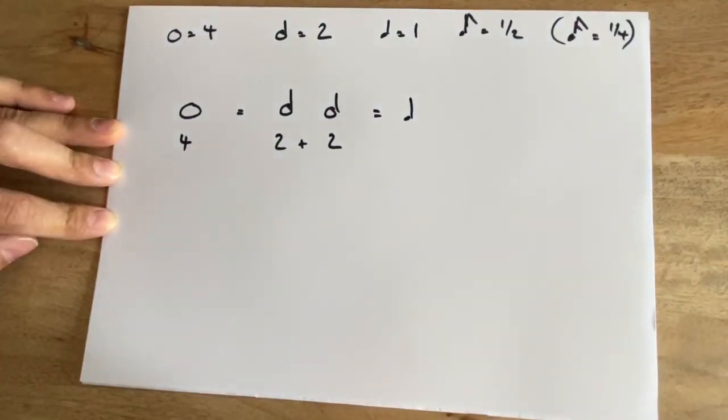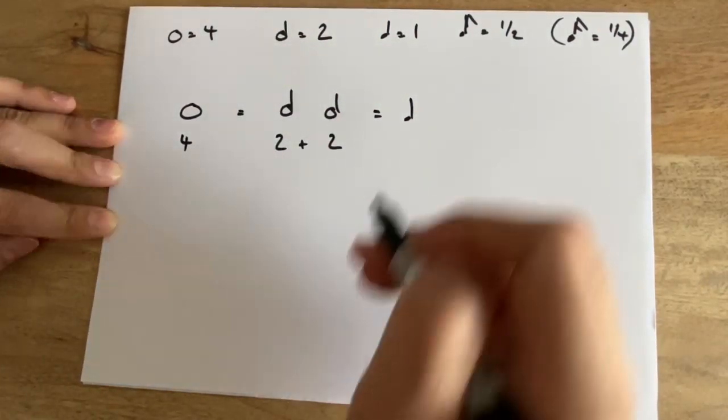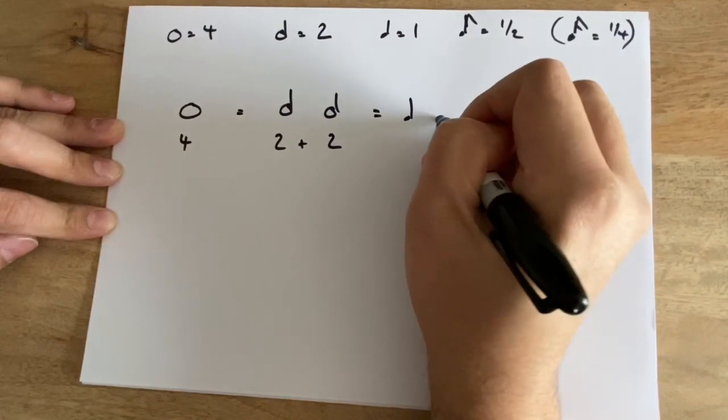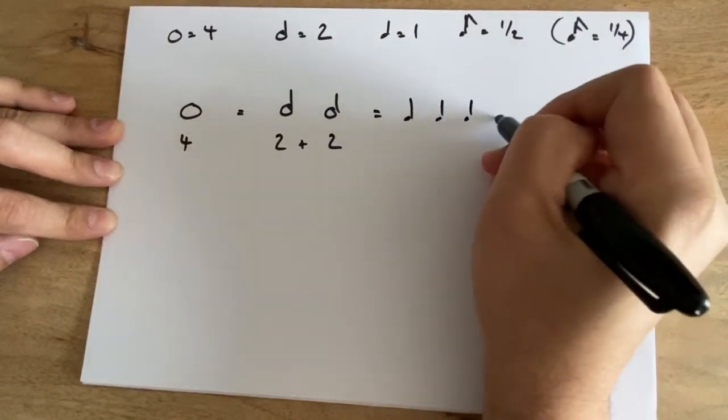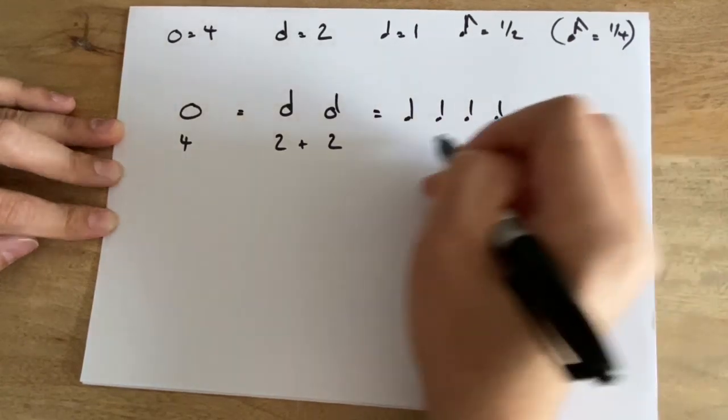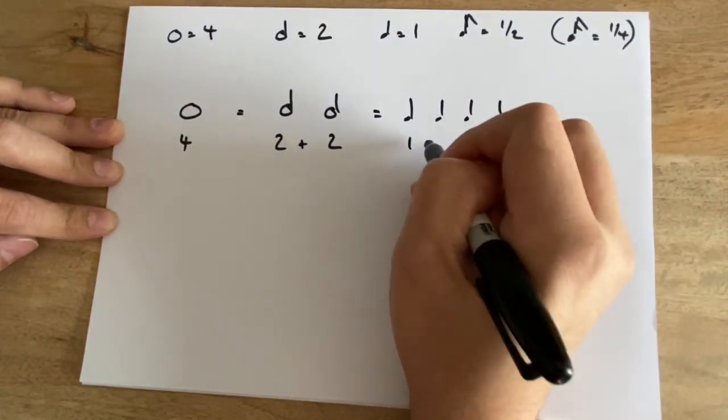So there's your crotchet. Crotchet is 1 count. So you're going to have 4 crotchets in a semibreve, because remember, 1 plus 1 plus 1 plus 1, crotchet plus crotchet plus crotchet plus crotchet equals 4, equals the semibreve.